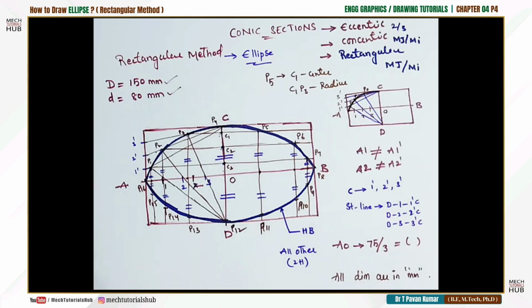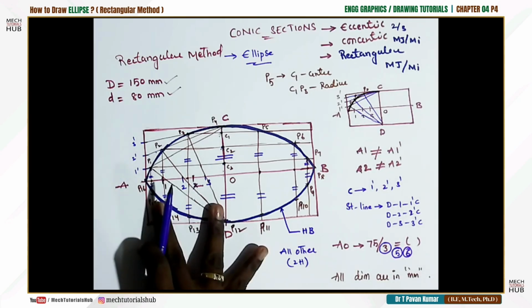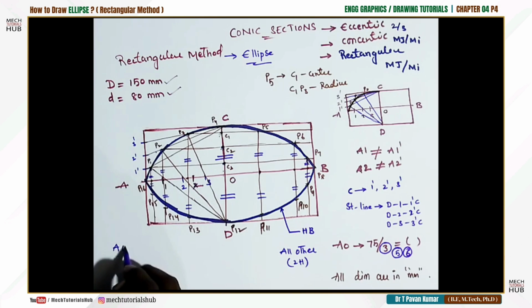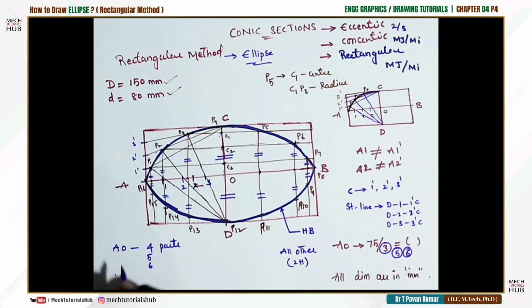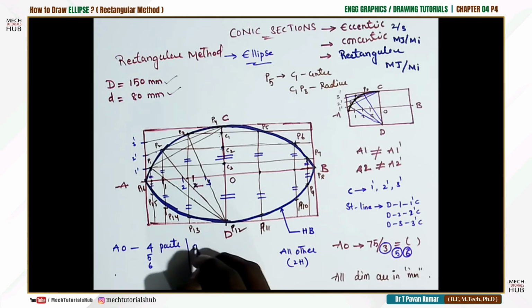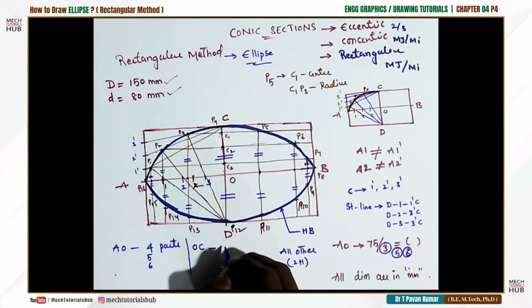Okay. Now one more important point to be noted here is it is not compulsory always to divide the segments into 3. You can divide into 5 also, maybe 6 also, maybe 4 also, it all depends. If you divide this AO into 4 parts, or 5 parts or 6 parts, then this particular distance OC, or else this complete vertical has to be the same. I'll write it here. OC also should be divided into 4 parts or 5 or 6.